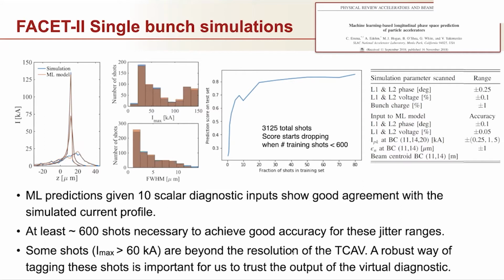That'll come in a few slides' time. But we know that some of these shots will be too short for the TCAP to resolve. And so a robust way of tagging these shots will be important for us to trust the output of the virtual diagnostic, since we may get a prediction that says the peak current is 50 or 60 kiloamps, but in reality it's 125. And we won't be able to distinguish that just with this virtual diagnostic based on scalar inputs. We have some ideas of how to tackle that, and I'll discuss that in a few slides' time.